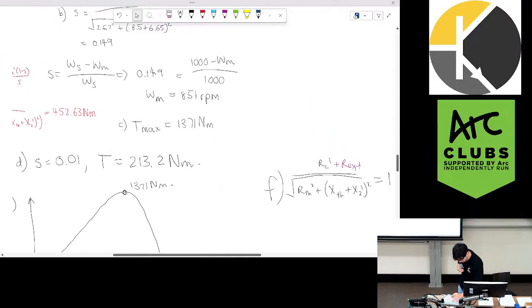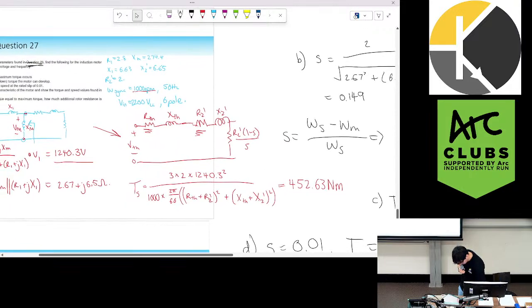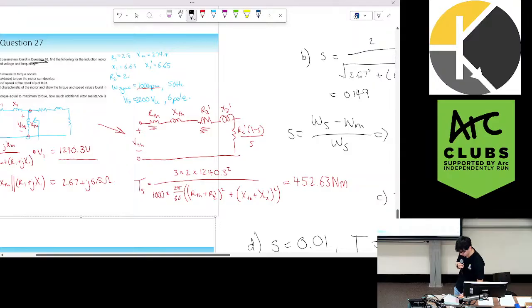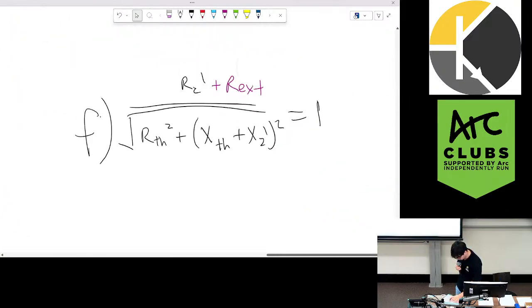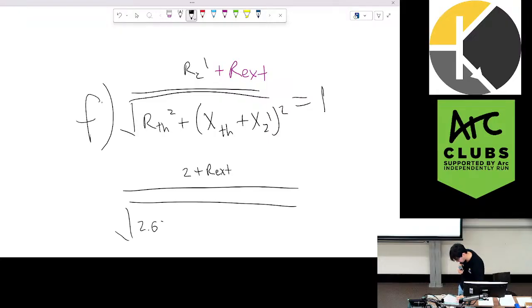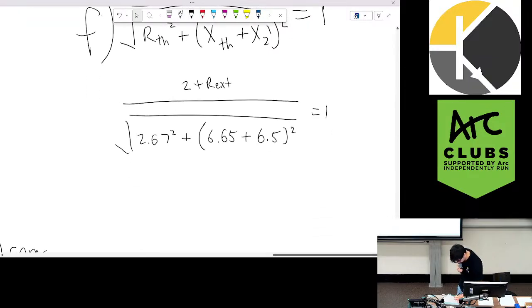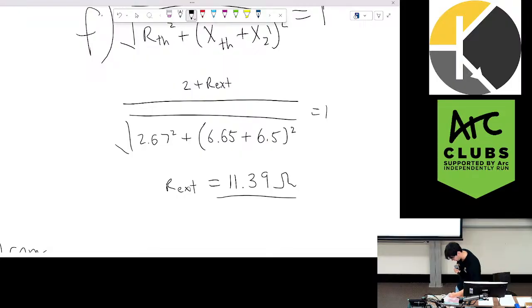So we know that R2 dash is 2, RTH is 2.67, X2 dash is 6.65, XTH is 6.5. So I'll sub that all in. So we have 2 plus R extension over the square root of 2.67 squared plus (6.65 plus 6.5) squared equals 1. If I rearrange this, I will get a final value of 11.39 ohms. Cool.